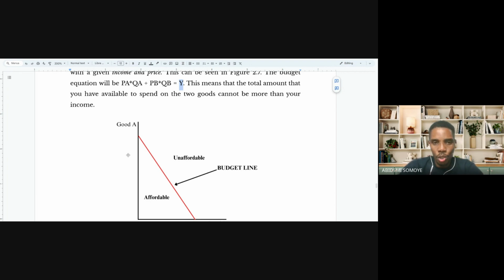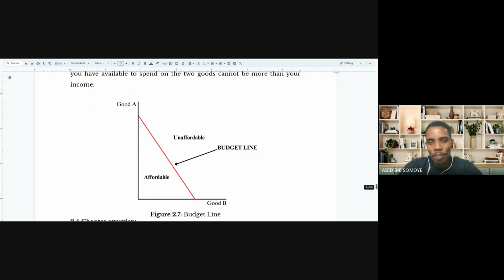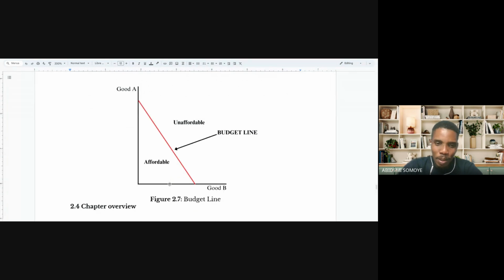So this is the budget line. Everything within this line you can afford. Everything outside this line you cannot afford. Even when you borrow, it will still be within this line. Okay? That's the concept of budget line.